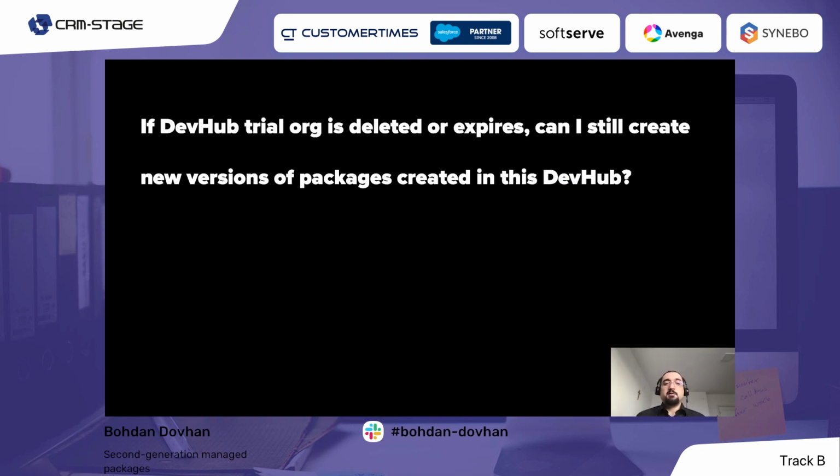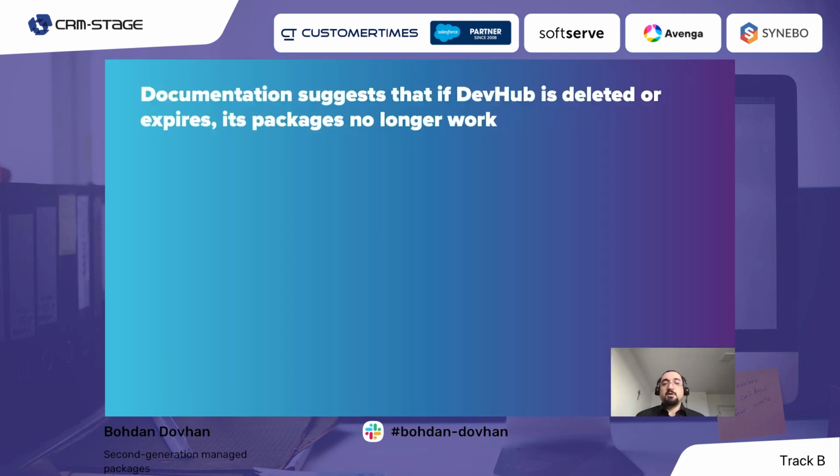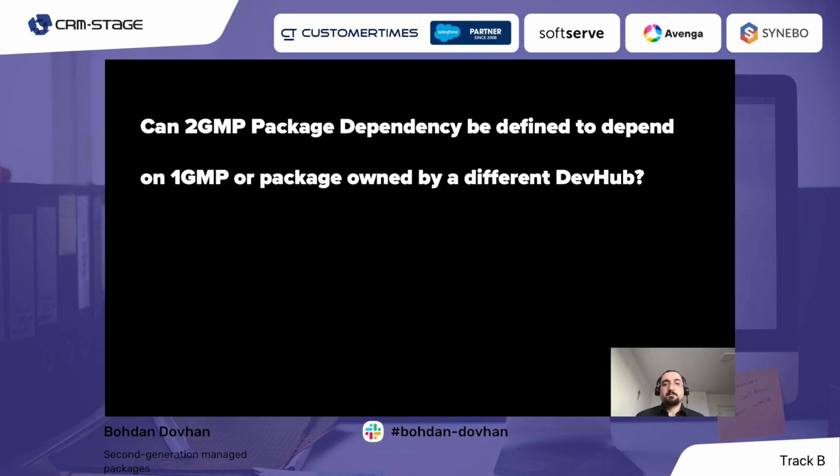Next, if Mydevhub trial org is deleted or expired, can I still create new versions of packages created in this Mydevhub? And the answer is no, because the documentation suggests that if Mydevhub is deleted or expires, its packages no longer work. And that's it. The next question is, can a second generation managed package dependency be defined to depend on first generation managed package or package owned by a different Mydevhub?